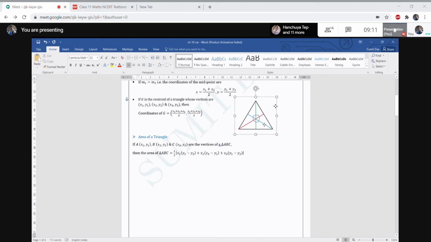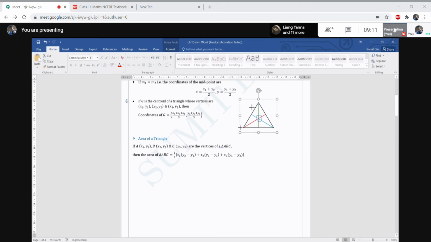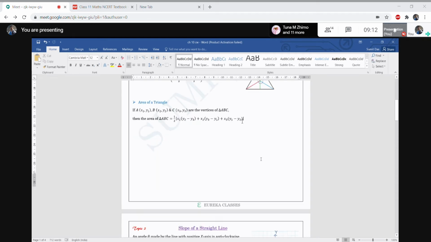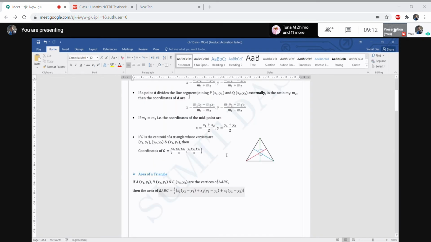And the area of the triangle formula, I hope all of you know. If x1 y1, x2 y2, x3 y3 are the vertices of triangle ABC, then the area will be half into modulus of x1 times y2 minus y3, plus x2 times y3 minus y1, plus x3 times y1 minus y2. I'm not explaining all this, I'm just wasting a little time on this.